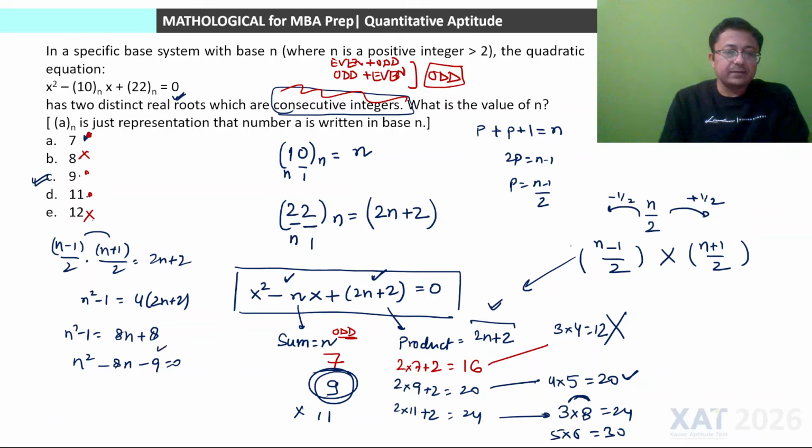So product is minus 9. Sum is 8. Sum 8 आ रहा है, product minus 9 आ रहा है. लेकिन नंबर्स क्या होने चाहिए? नंबर शुड बी 9 and minus 1.